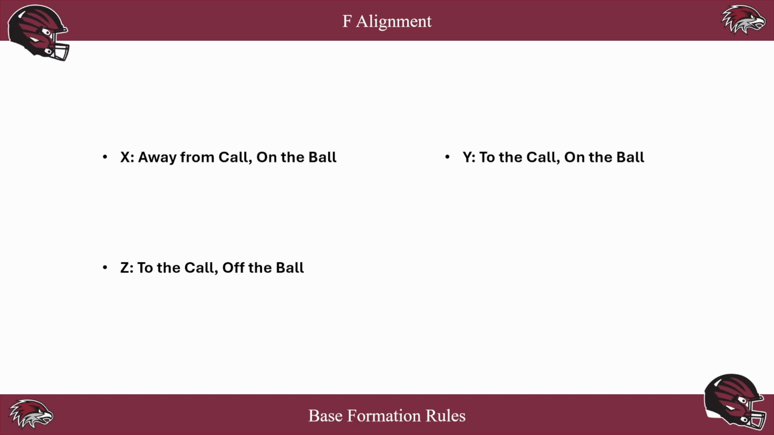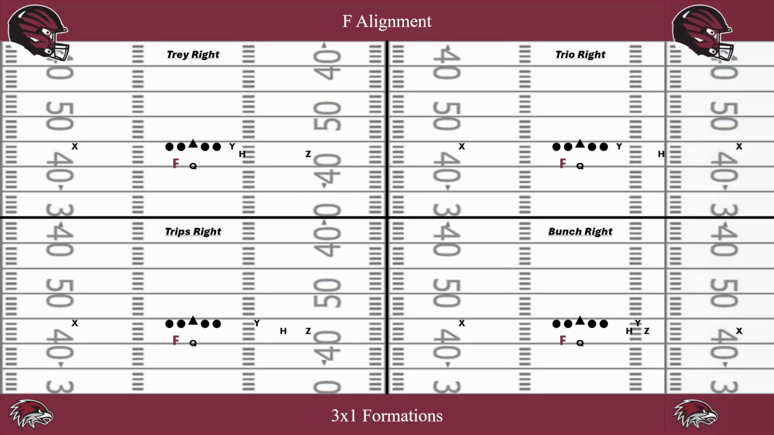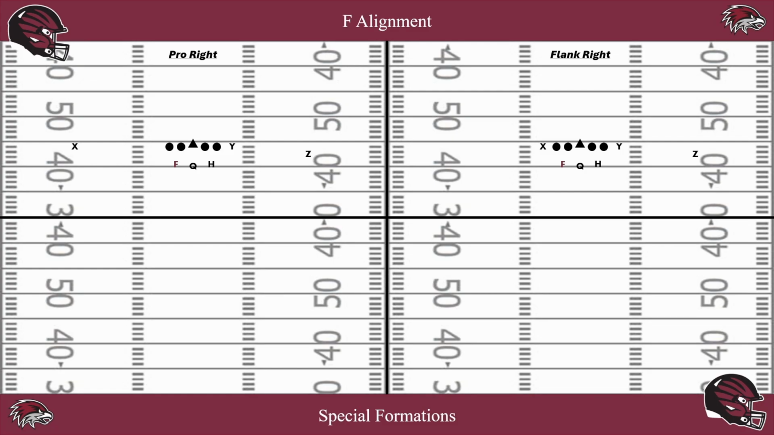The F has the simplest alignment. In every base formation, the F aligns away from the call, next to the quarterback, with his heels even with the QB's toes. The F's alignment is simple in every 3x1 formation. The F's alignment remains simple in every 2x2 formation. And the F continues to align in the same spot, away from the call, next to the quarterback, heels even with the toes of the quarterback.